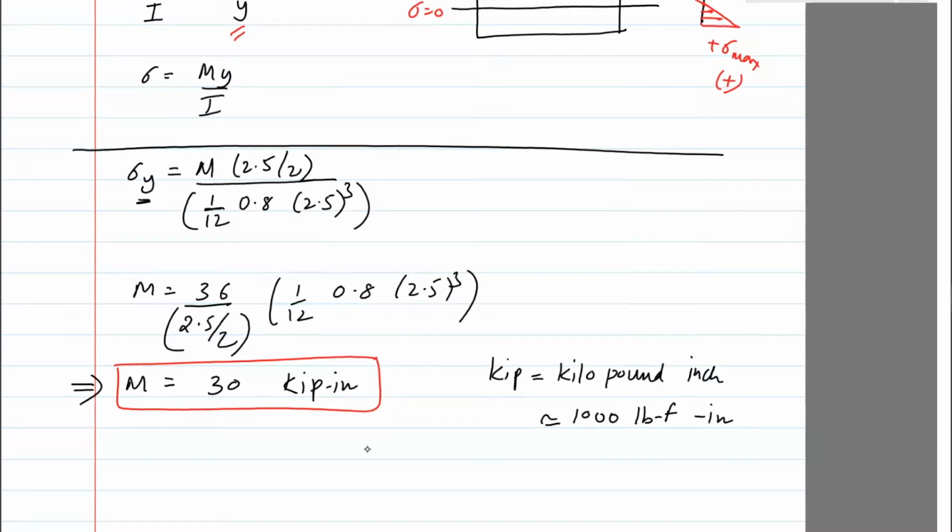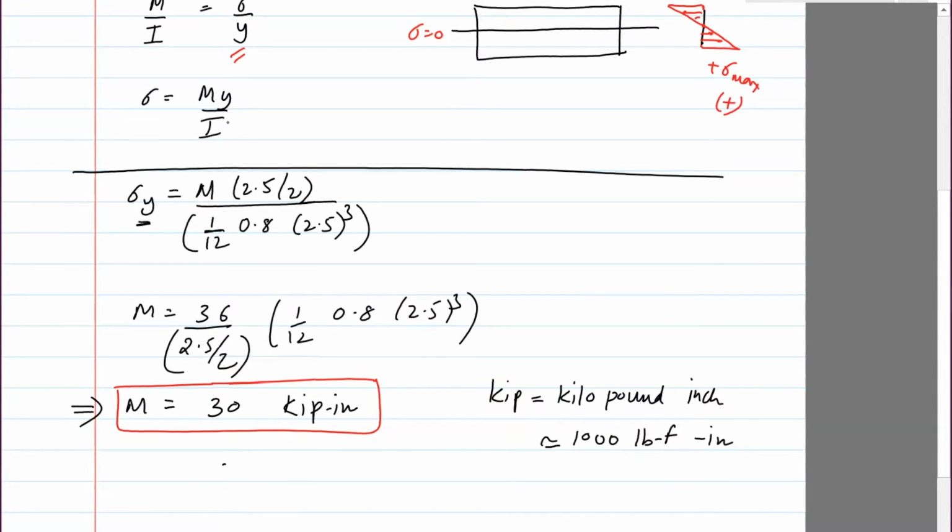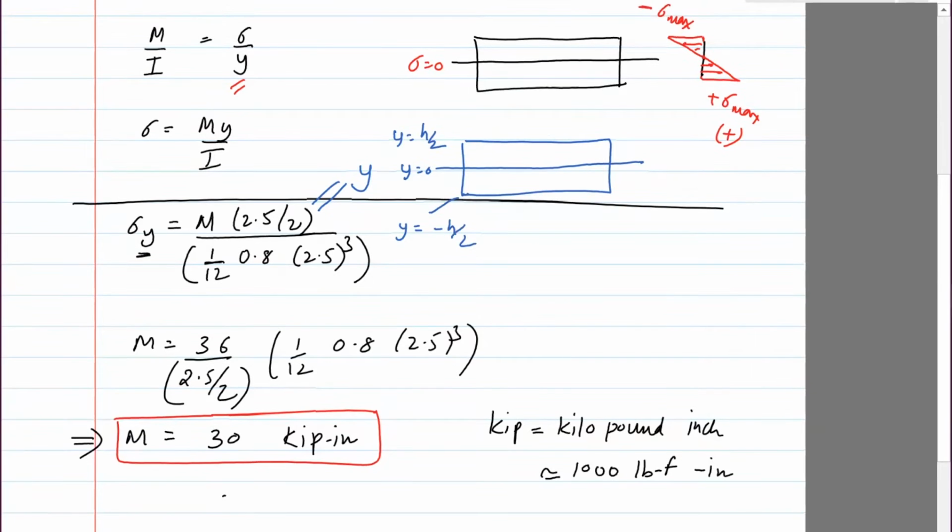Why did we divide 2.5 by 2? So 2.5 divided by 2 is basically the distance y. This is y, and y is the distance from the neutral axis. This is y equals 0. This is y equals h divided by 2. This you might say is y equals minus h divided by 2. And that's why we divided by 2.